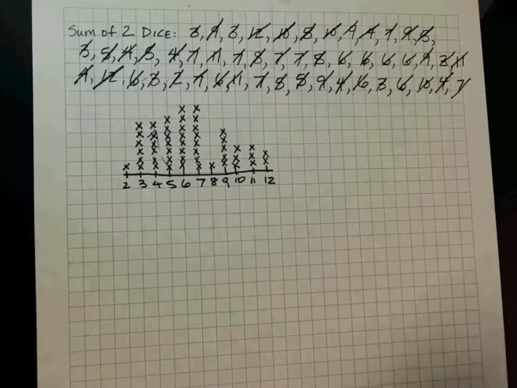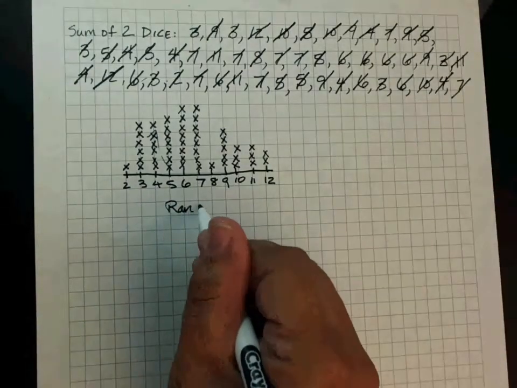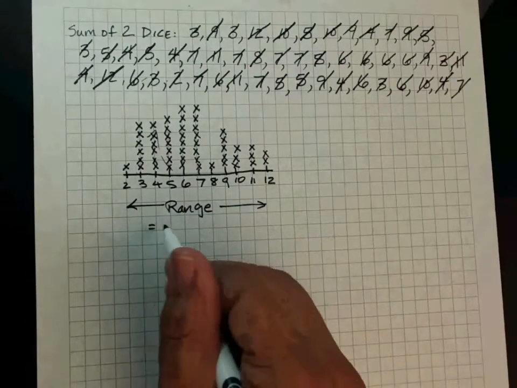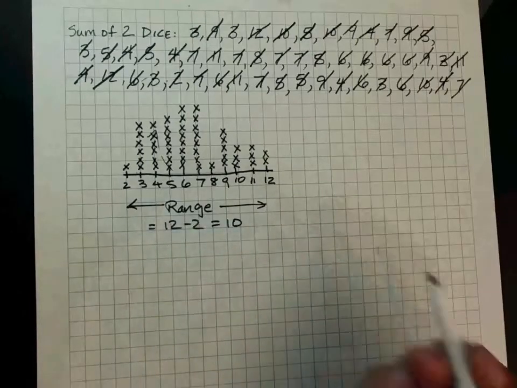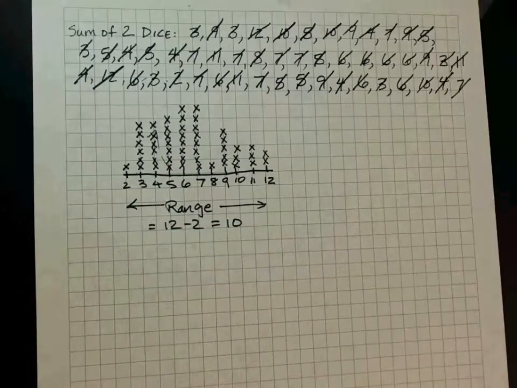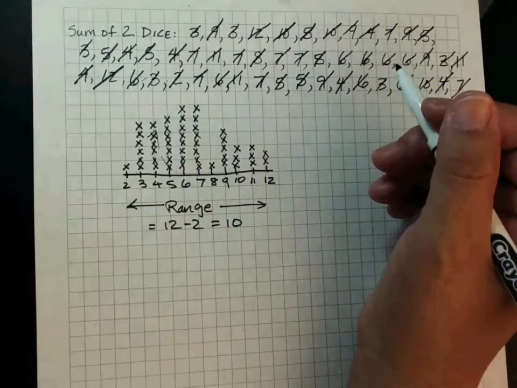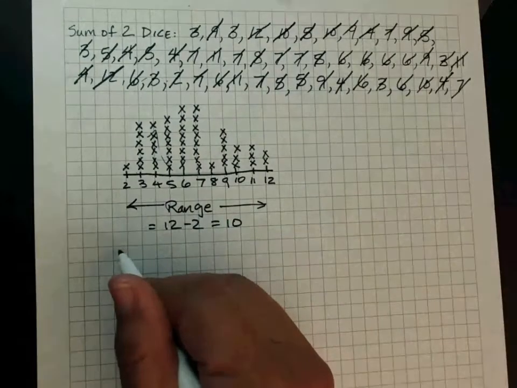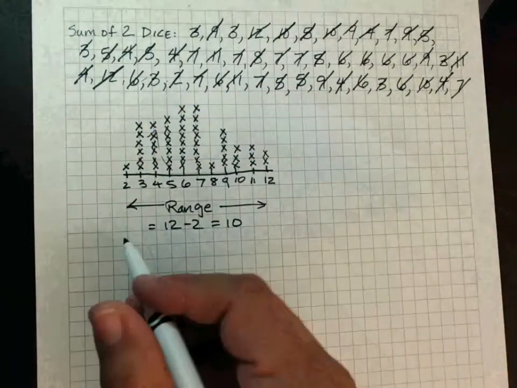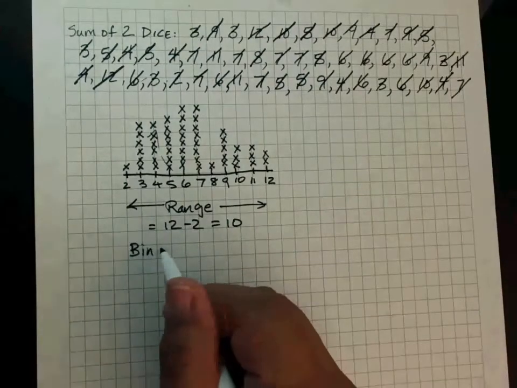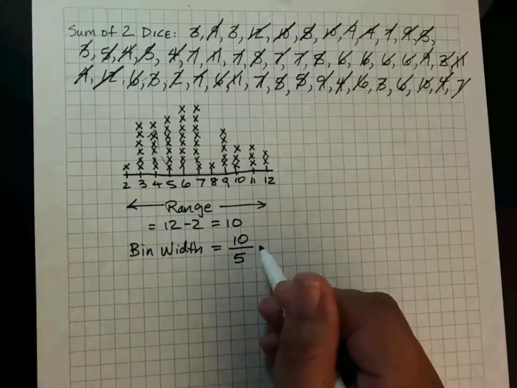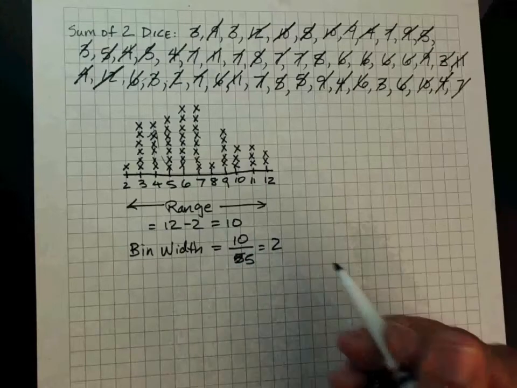So now we're going to create a histogram. My range here is the distance between these two, so the range equals 12 minus 2, which is 10. You usually like to have at least 5 bins. To figure out your bin size, your bin width or class width is basically your range divided by how many bins you have. So it would be 2.